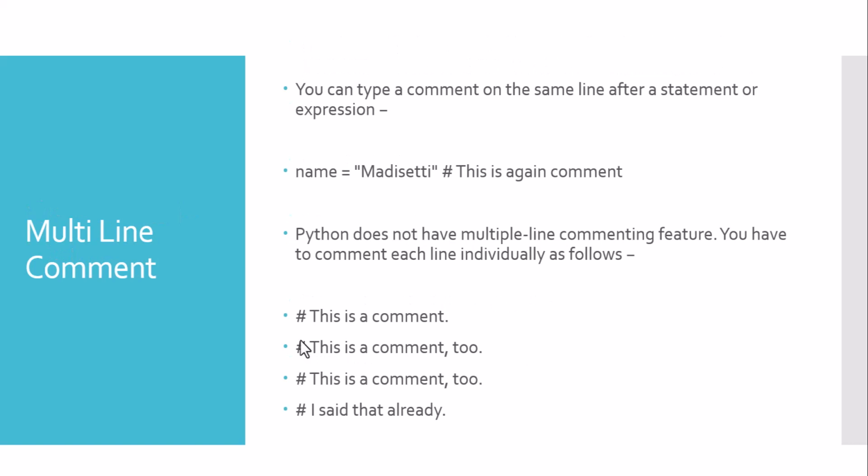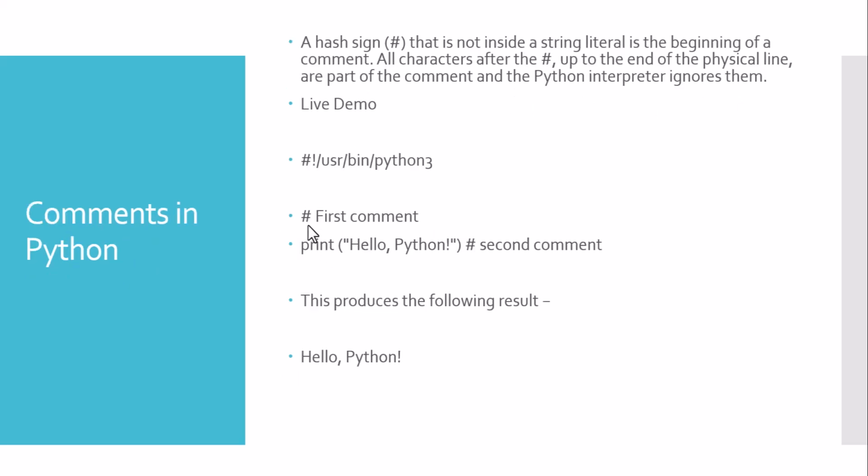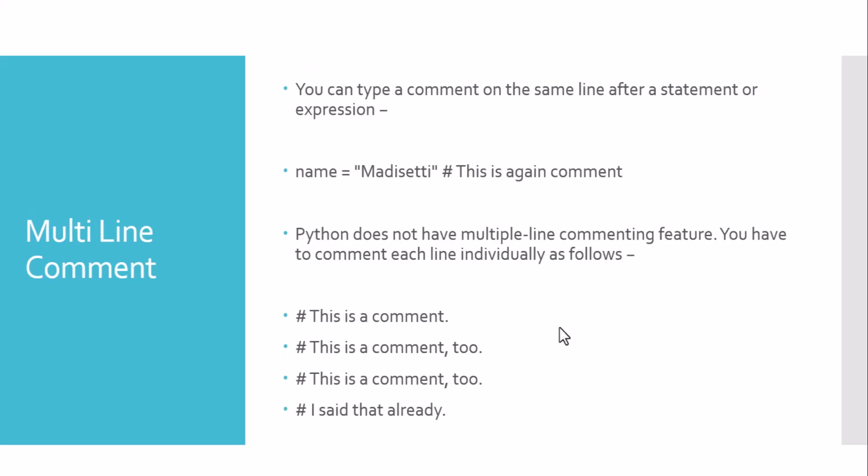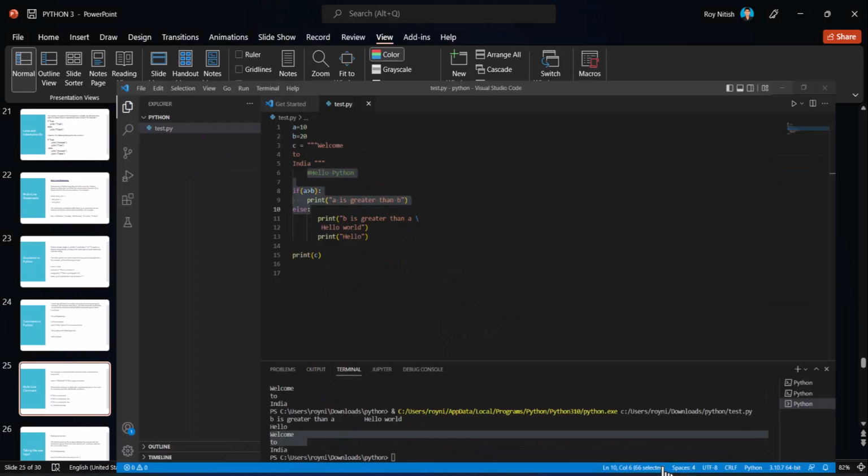Multi-line comment. You can type a comment on the same line after a statement or expression. Like in previous examples we saw, when we put the hash as the first comment and the second comment, we can put it in the statement also. You can type a comment on the same line after a statement or expression, like say name is equal to a string, and then in the same line you can write a comment, or you can write it in multiple lines also. You can see this example also.